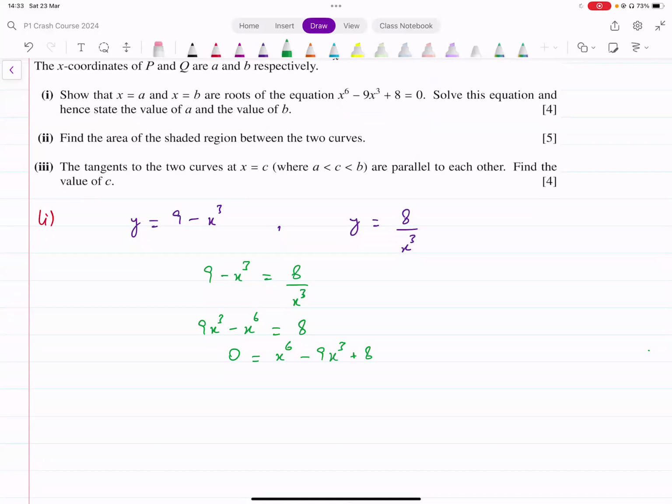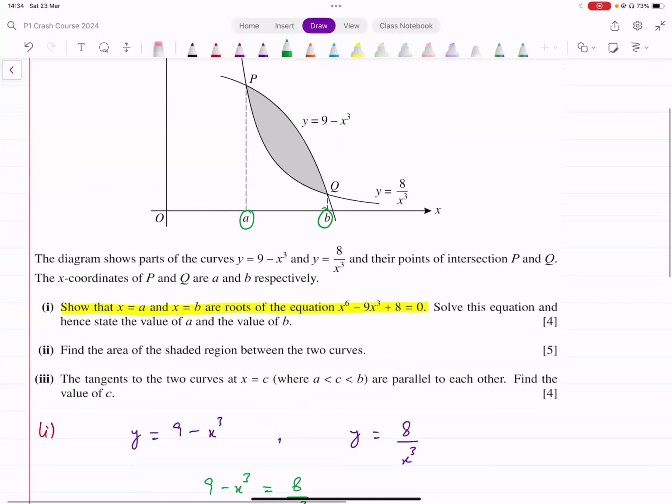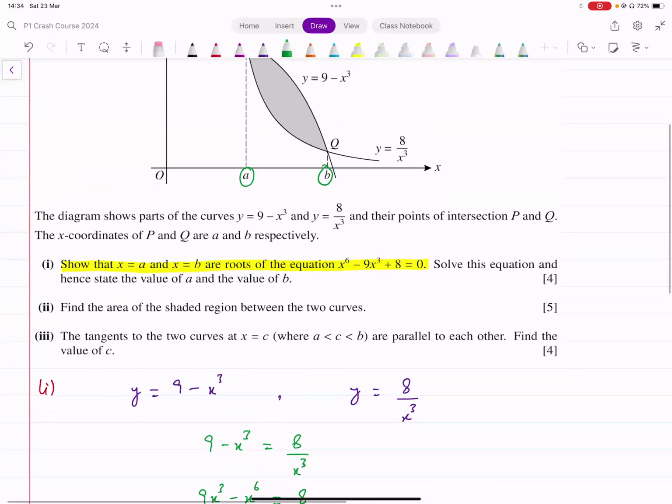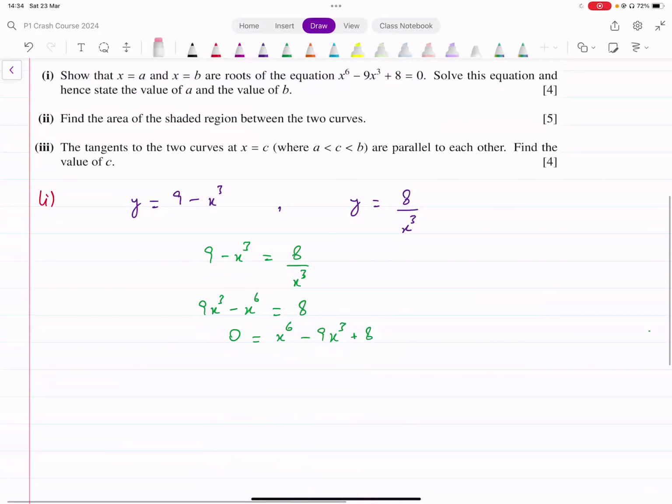That means these two values of x, a and b, are supposed to be roots of this equation, right? Because that's the equation that we get when we solve those two functions simultaneously. So that proves this first part. So this proves that x equals a and x equals b, which were the x coordinates of the points of intersection, are the roots of this equation. Now they ask us to solve this equation and hence find the values of a and b.